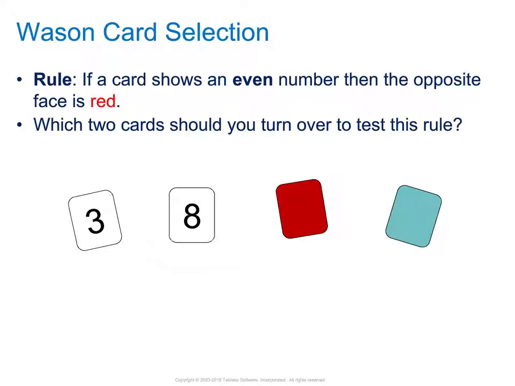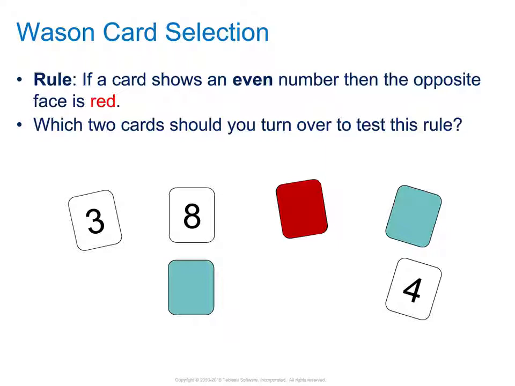And it goes like this. If a card shows an even number, there's a rule: if a card shows an even number, then the opposite face is red. And your task is to determine whether that rule is being followed or not. And so here's the problem. I'm showing you 4 cards. And the question is, which 2 cards should you turn over to test the rule? So I'm going to give you a moment to think about that. And then the reality of the answer is you need to turn the following 2 cards over.